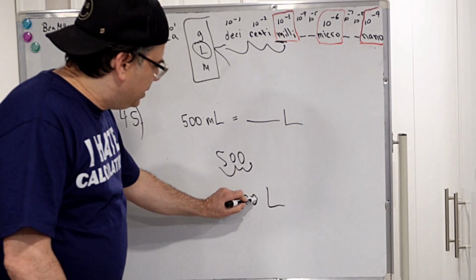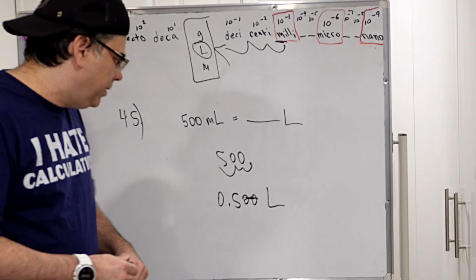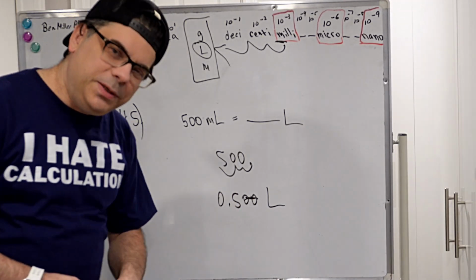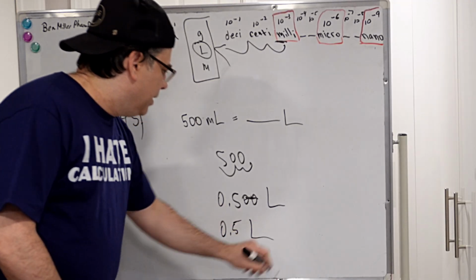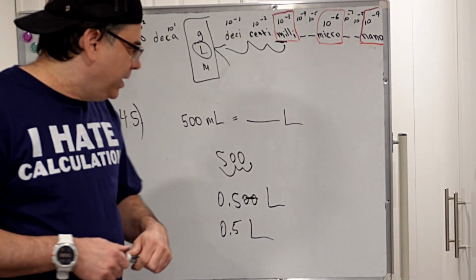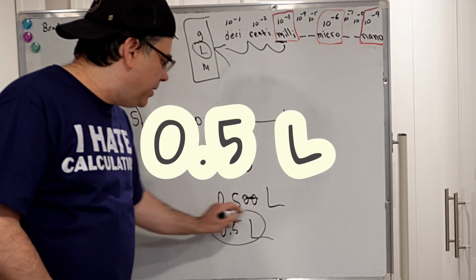Actually, we can cross this out because we don't need these extra zeros over here. So it's just going to be 0.5 liters. 0.5 liters is the answer.